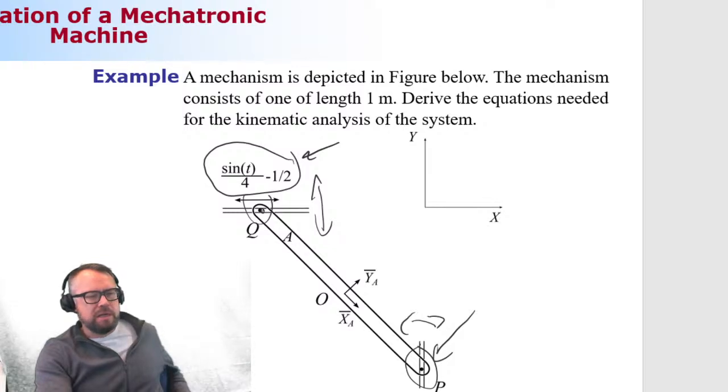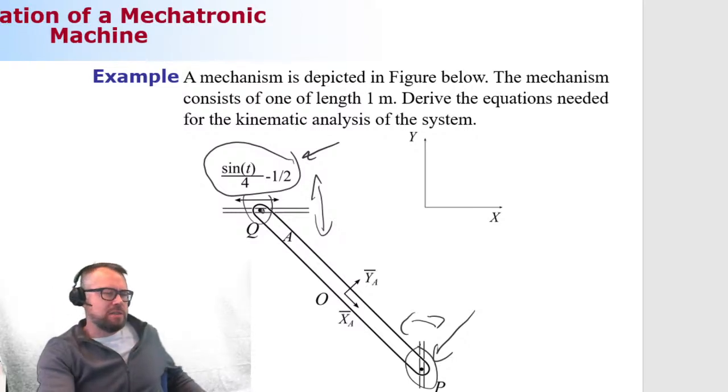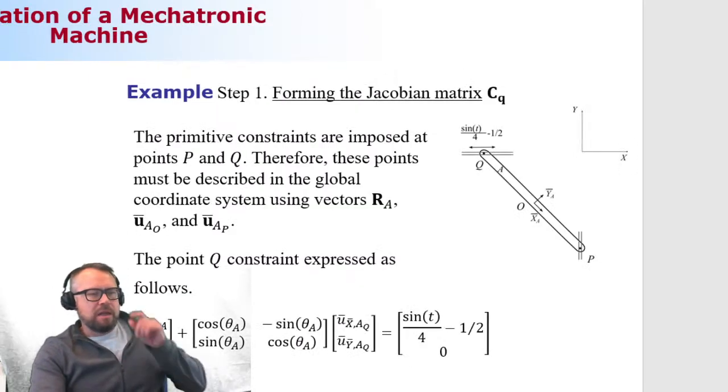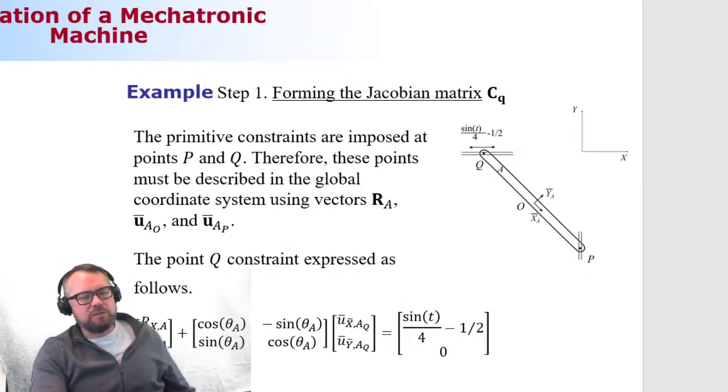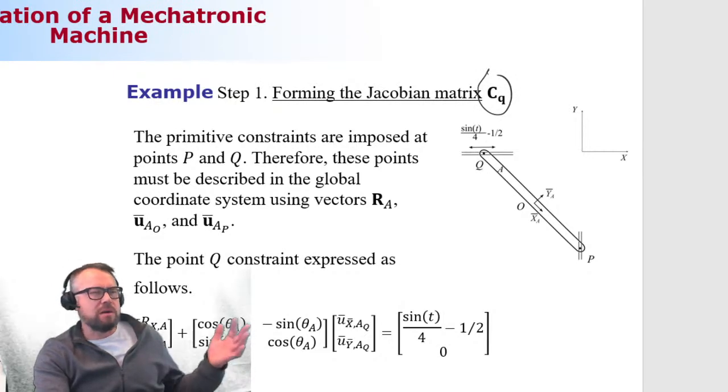Okay. So let's first create the constraints. And once we have the constraints, then we are ready to go. So this says that the first step is to create the Jacobian. Yeah, sure. We can keep that as a first step, but the components we need there are a constraint equation and generalized coordinates. So we cannot really have a shortcut here.